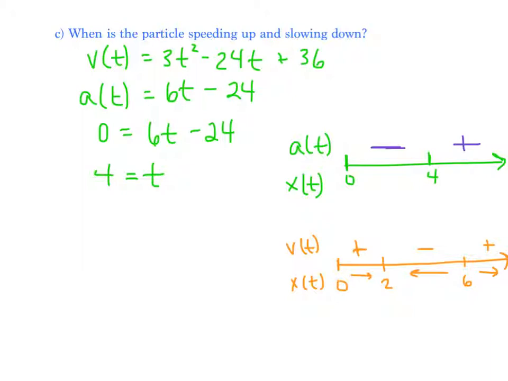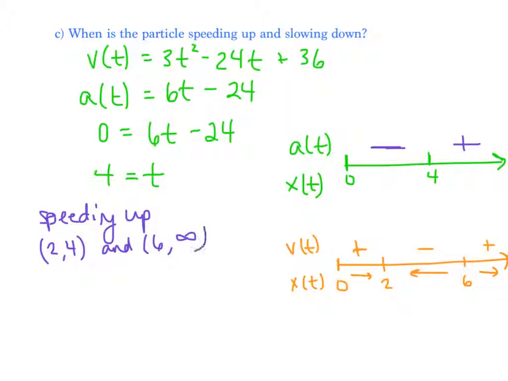Remember, when they are both the same is when they're speeding up, and when they're opposite is when they're slowing down. So I'm going to clearly define what I'm talking about. Speeding up would be when they are both the same sign. That happened between 2 and 4, when they were both negative, and also after 6, so 6 to infinity. That would be because they have same signs.